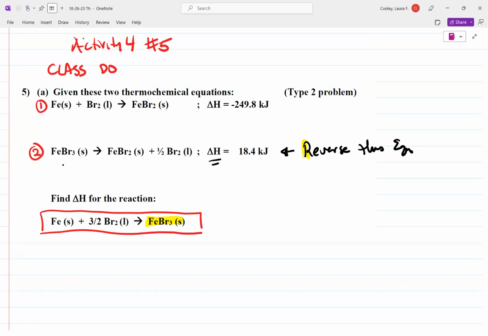And what are you going to have to do to the delta H when you do that? Change the sign. And see if then that will add up with equation 1 to give you what you need here. You also have to switch half Br2 to the left. Yeah, you have to flip this entire thing. So this will all be on the left and this will all be on the right. You'll have to change the sign of the delta H, then take a look at equation 1 and see if you could just add it and you'll get the thing you need.